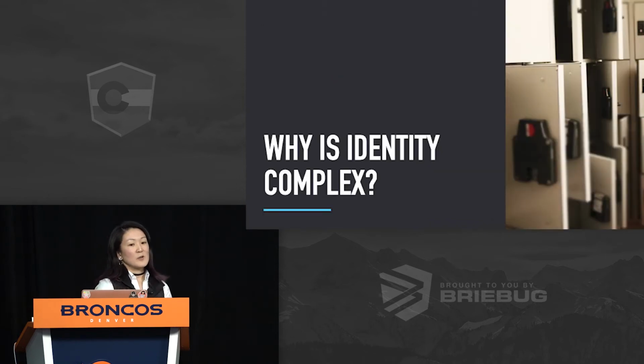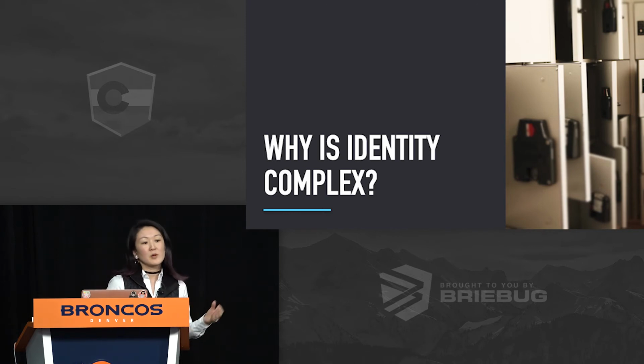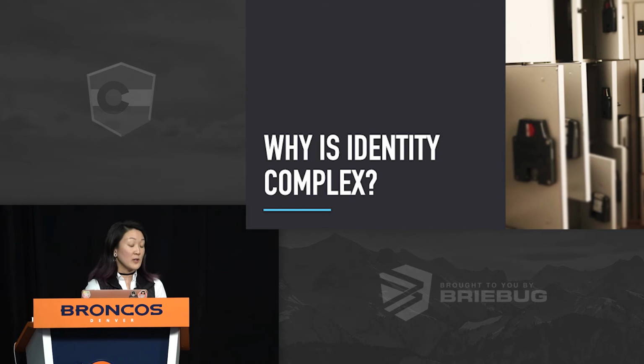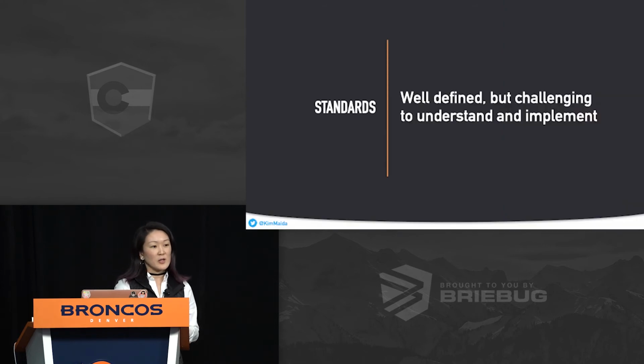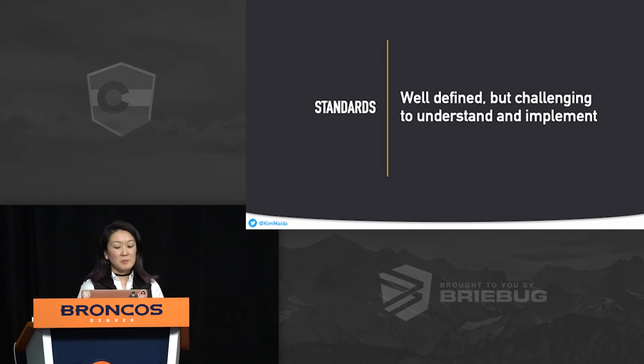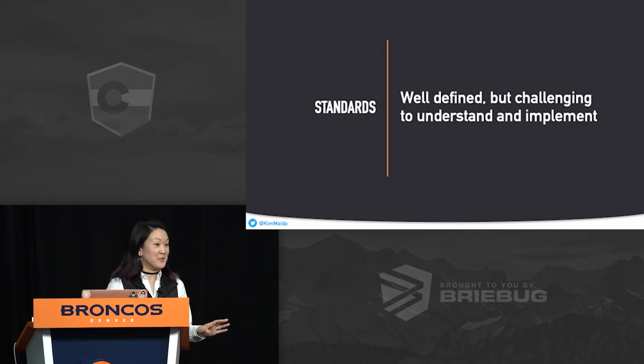So why is identity so complex? I gave a high-level overview of these general terms and concepts. It seems like once you grasp that, then maybe you have a pretty good understanding. But the thing is, the standards like OAuth 2 and OpenID Connect are very well defined. They're good standards, but they're also extremely dense. I don't know if anybody has ever opened them up and tried to read them. Nobody? That's probably good. You probably shouldn't have to.